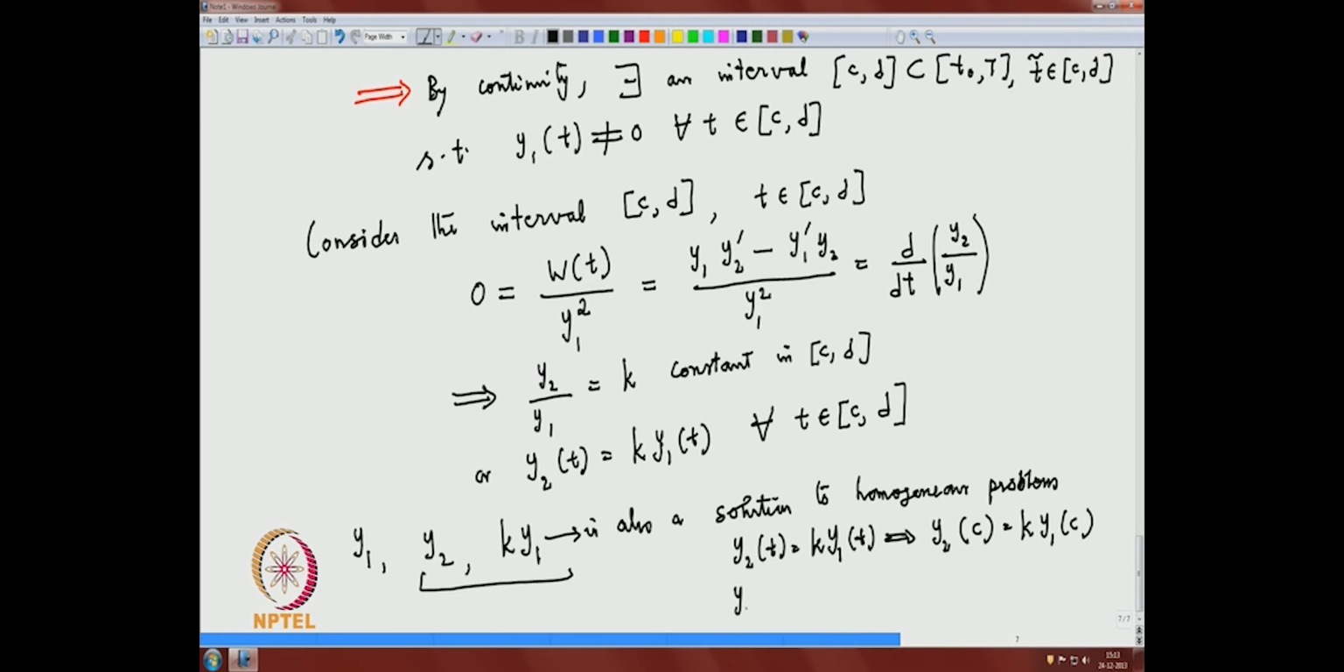Now, this is equal in an interval, so I can differentiate this one: y2 prime of t is equal to k y1 prime of t. These are all happening in CD. But when I say that this is a solution, it is happening everywhere. So, y2 and k y1 are solutions to your homogeneous problem everywhere, say t naught to t. But what is happening here is in CD. So, that implies y2 prime at C is equal to k y1 prime at C.